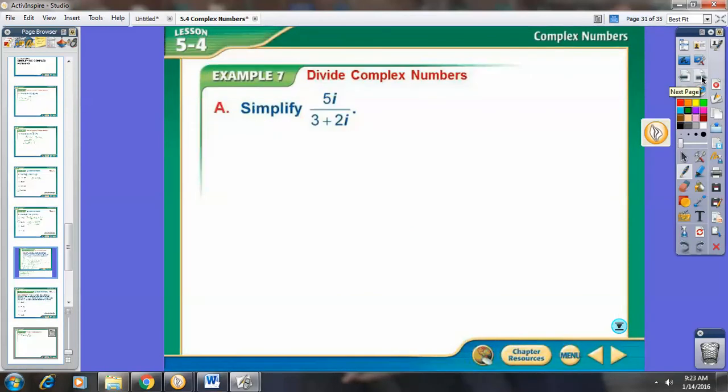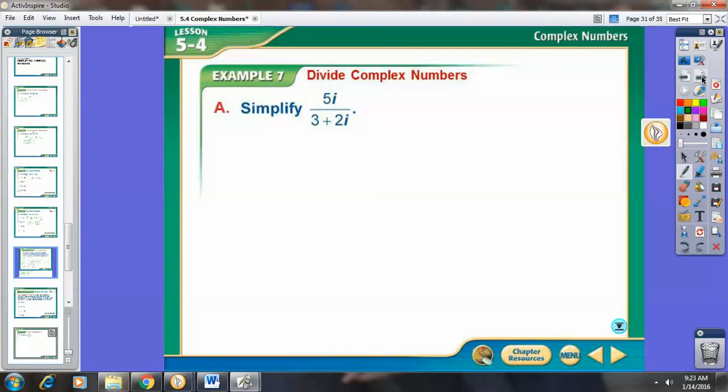Let's look at this one then. We have 5i divided by 3 plus 2i. Okay, we learned that we can't have a radical denominator, right? We have to rationalize the denominator. The same thing applies for a complex number. We can't have a complex number in our denominator.